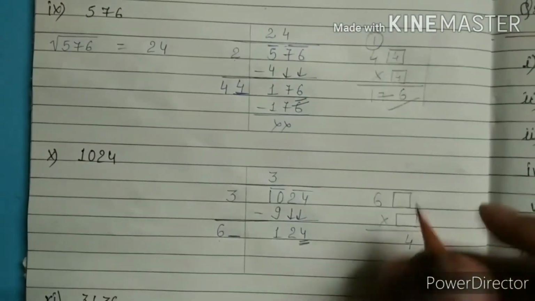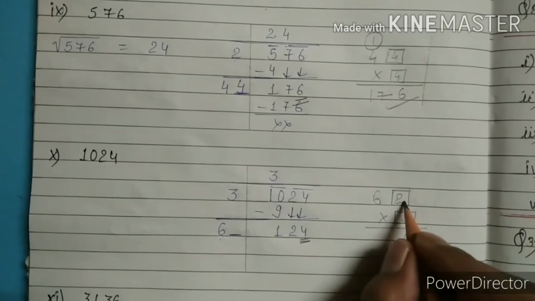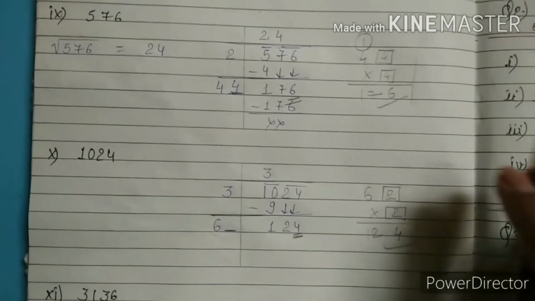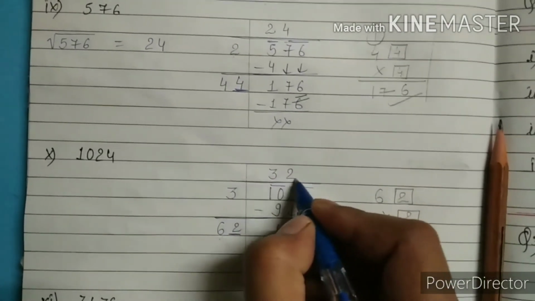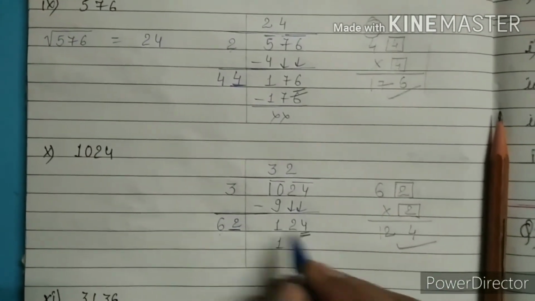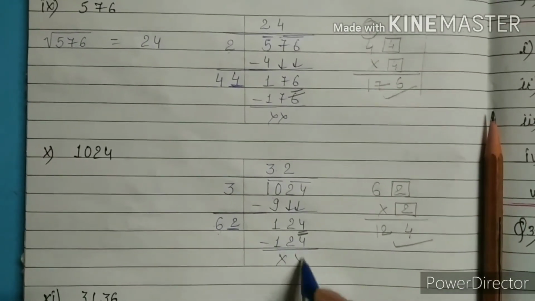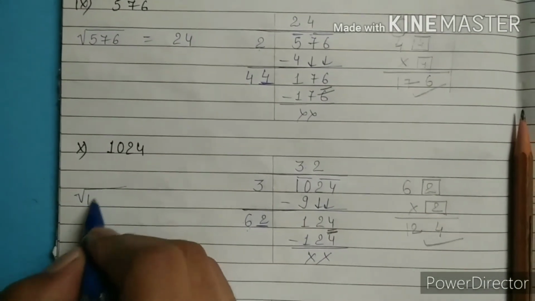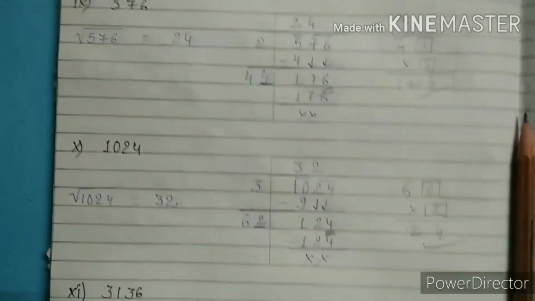Let's see. Firstly I am putting here 2, so 2 will come here. 2 2s are 4 and 2 6s are 12. The first time we get it right. So if 2 is here, 2 will go here, and 62 multiplied by 2, its answer is 124. After subtraction we don't have anything, so here we completed. So the square root of 1024 is 32.